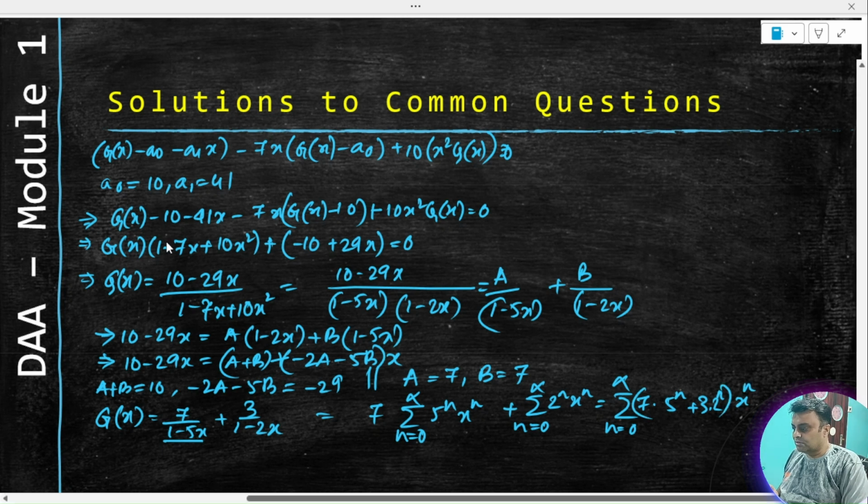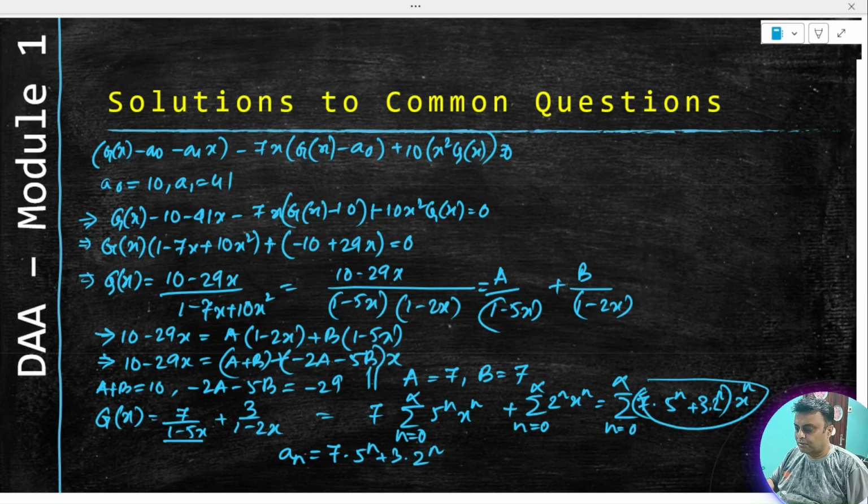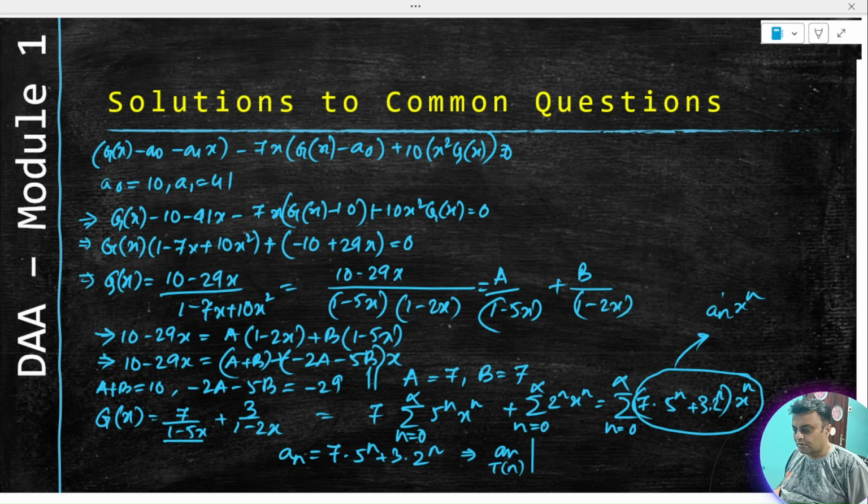If I take x to the power of n common, which means my an is equal to 7 multiplied by 5 to the power n plus 3 multiplied by 2 to the power of n, because this is of the format of an x to the power of n. So I am taking an as 7 into 5 to the power n plus 3 into 2 to the power n, which means that my an or my tn from a time complexity asymptotic perspective can be made equal to theta of 5 to the power of n. That is my answer from a time complexity perspective.